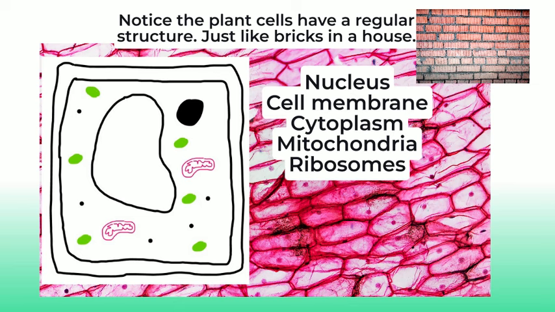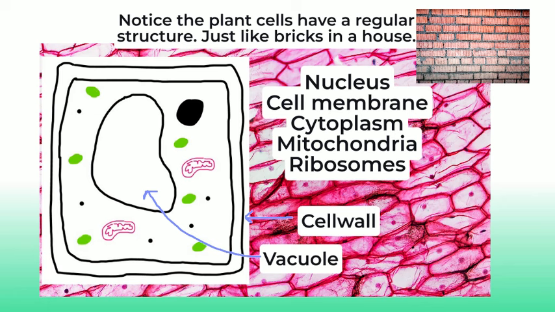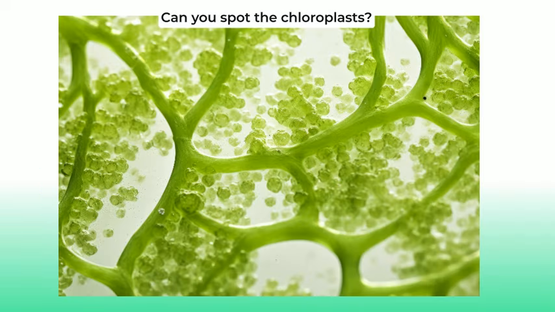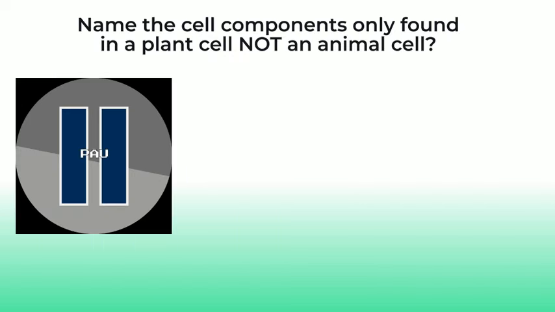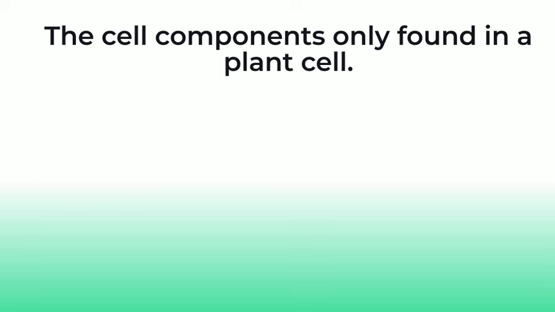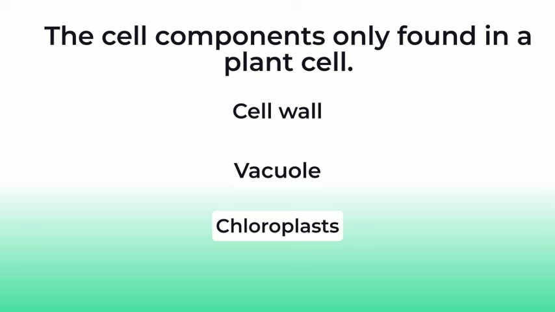However, plant cells contain 3 extra structures not found in an animal cell. These are the cell wall, the vacuole, and chloroplasts. Look at the microscope picture of a cell. Can you spot the chloroplasts? Now pause the video and have a go at the next question. Okay, let's go through the answers. Cell wall, vacuole, chloroplasts. Now let's look at the structures of a plant cell and see what they do.